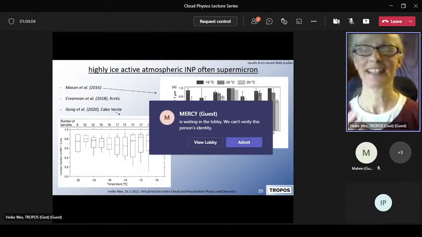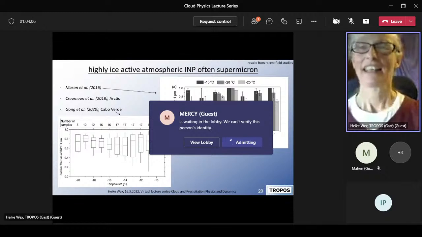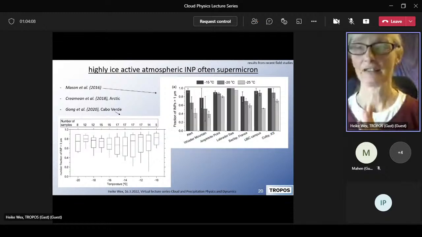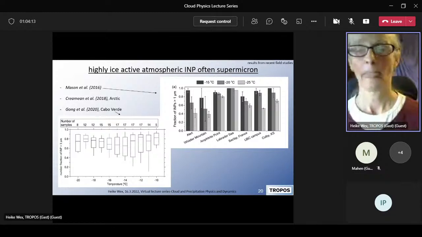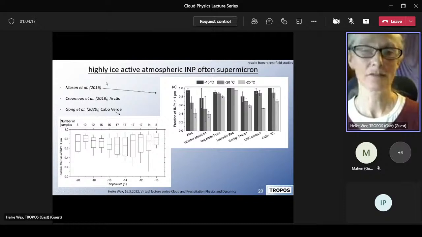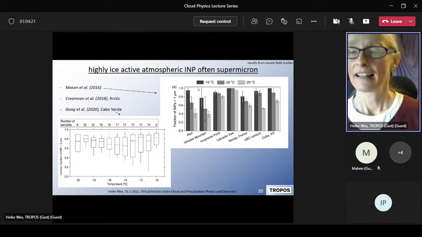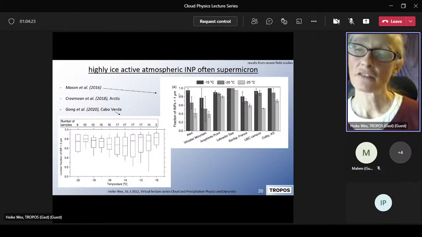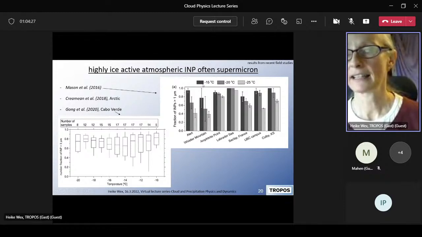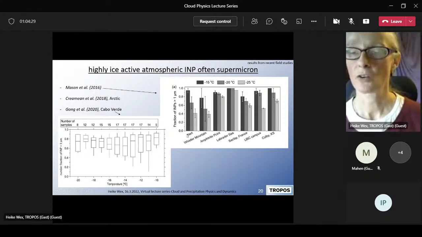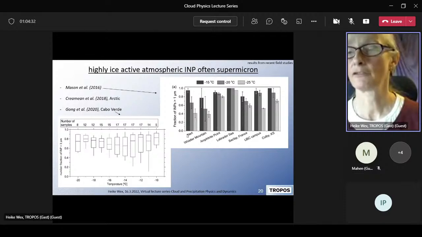So what do I want to tell you? One thing is that highly ice active atmospheric INPs are often supermicron in size. The first publication on that I know about comes from Mason et al. in 2016. You see that over here. So they give the fraction of supermicron INPs for different locations at different temperatures. The locations were in the Arctic, in France, in Canada, and in the US.